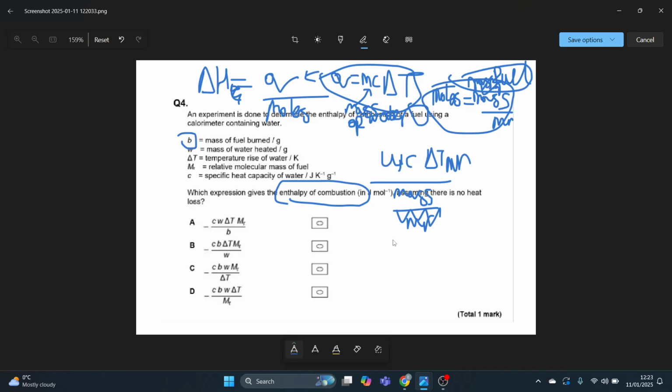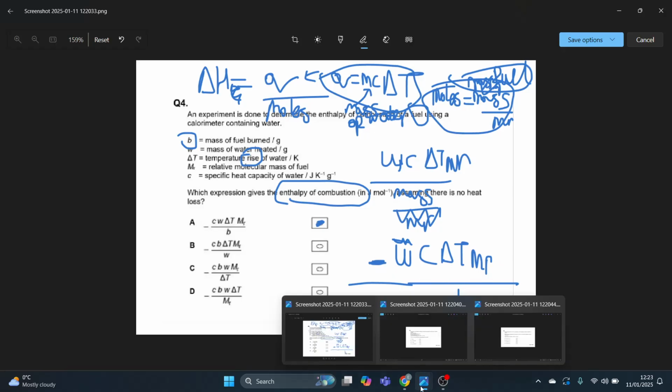So it is going to be W C delta T Mr divided by B. Also, because the temperatures are increasing, the temperature rise means it's going to be negative as well. So it's going to be minus W C delta T Mr, and therefore the answer is A. All they've done is just put the C in front: minus C W delta T Mr divided by B.